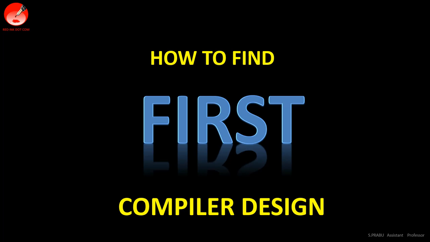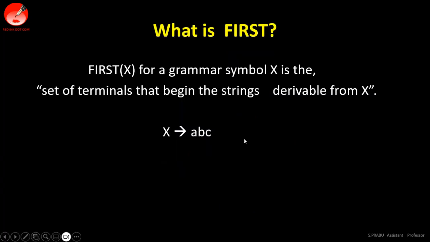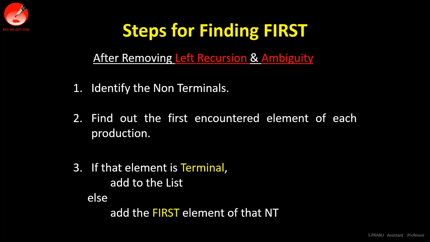In this video, I am going to teach how to find FIRST in the parser. FIRST is nothing but the leftmost element of the right side of the production. So here the FIRST of X is a. These are all the steps to finding the FIRST values.